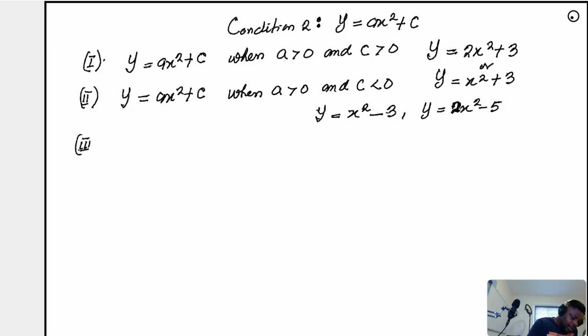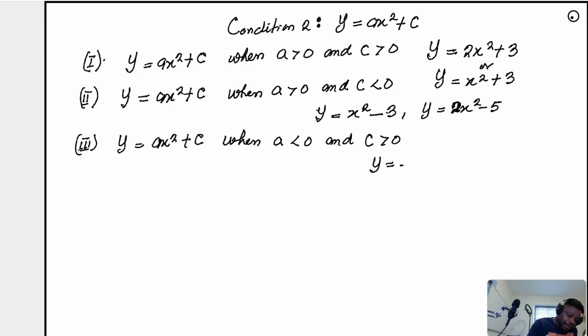Then the third can be y is equal to ax squared plus c, but this is when a is less than 0 and c is greater than 0. So when a is less than 0, we can have something like this: minus x squared plus 3. You can see a here is minus 1, less than 0, but c is greater than 0. You can still have something like this: minus 2x squared plus 5. You understand that?